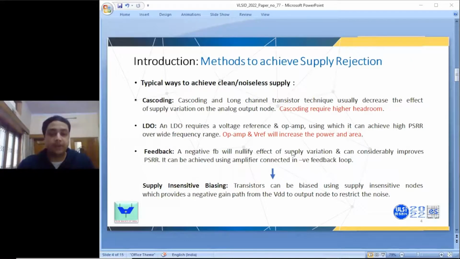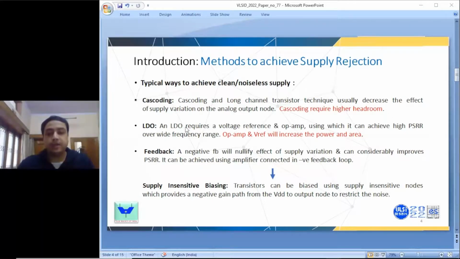So there are different methods to achieve supply rejection in analog blocks. One of the very simple or basic methods is using cascoding. Cascoding is basically using large length transistors, or basically stacking series transistors. This will help to achieve a higher R0 and it will reject the supply. But the drawback is you need higher headroom. So for lower supply voltages, this technique is not very good.